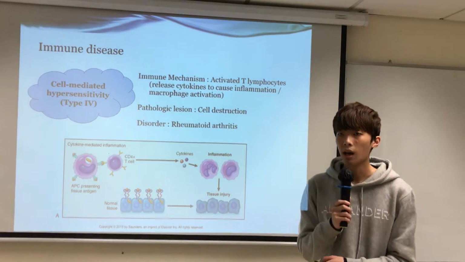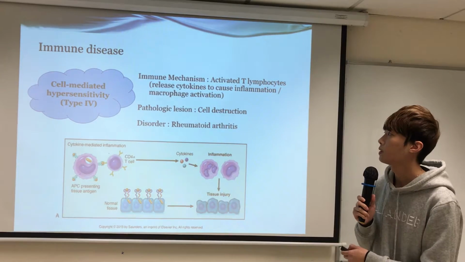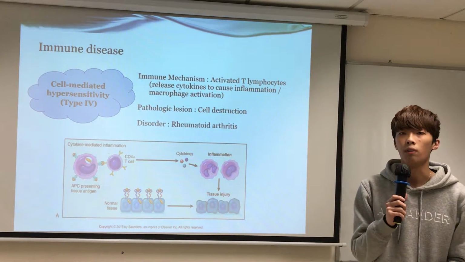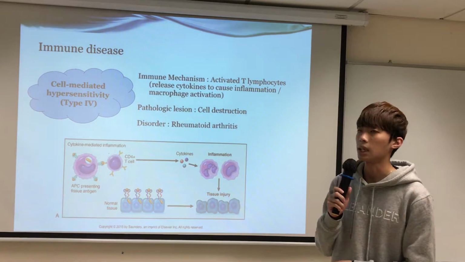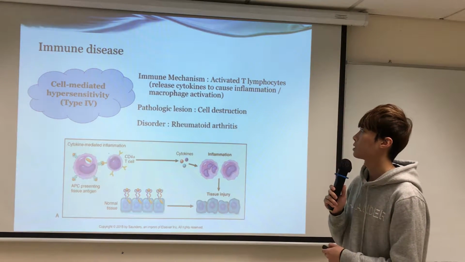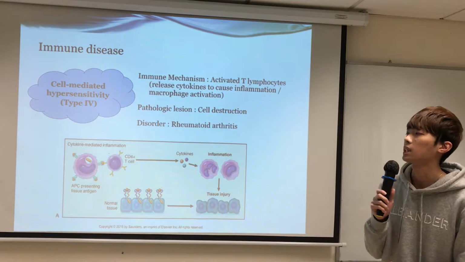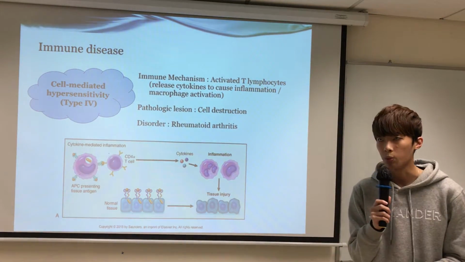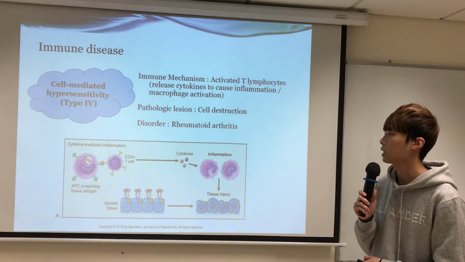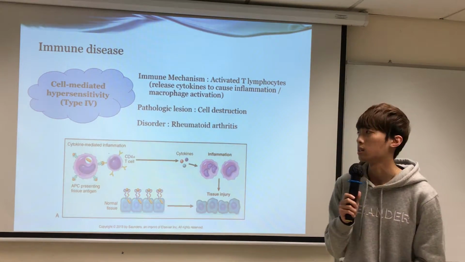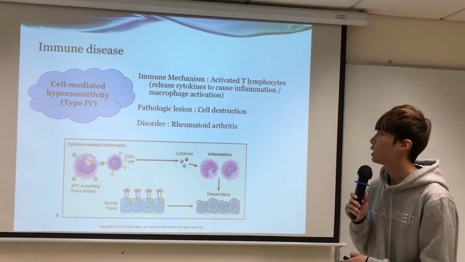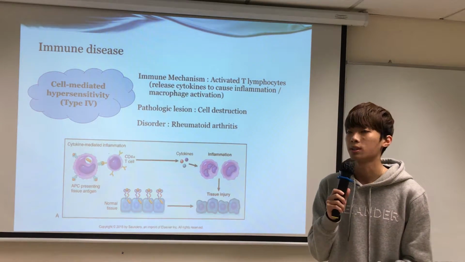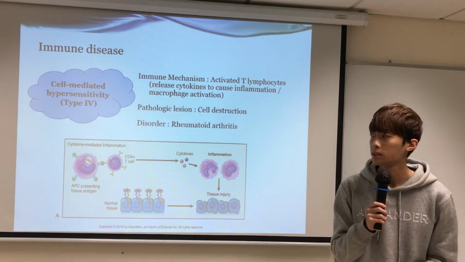So after the inflammatory process, we can know that osteoporosis is one of the type 4 hypersensitivity immune diseases. The mechanism of type 4 hypersensitivity disease is that activated T lymphocytes will release cytokines to cause inflammation, which is the same as in osteoporosis. And to cause cell destruction, the typical example is rheumatoid arthritis.